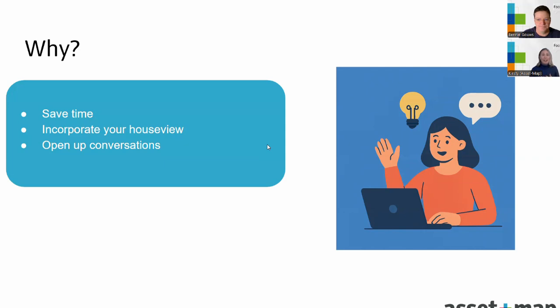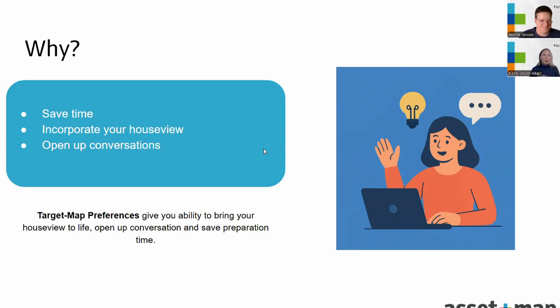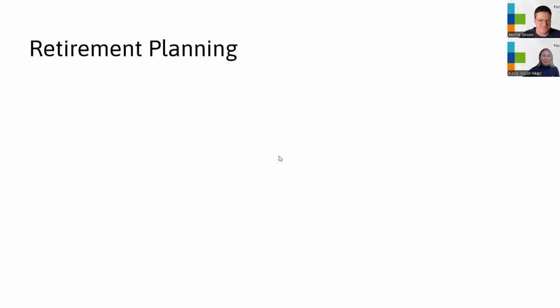But even more than that, it gives you the ability to incorporate your house view. What are the conversations that you want to surface with clients when it comes to retirement? Or what is your house view in the event of death? What should we be thinking about? Is it covering debts or IHT or certain expenses? You can now build that in and bring your house view to life across these different target maps. So not only saving you time, but also incorporating your house view and opening up the conversations you want to surface. So let's talk about some of the things to think about when it comes to the different target maps.